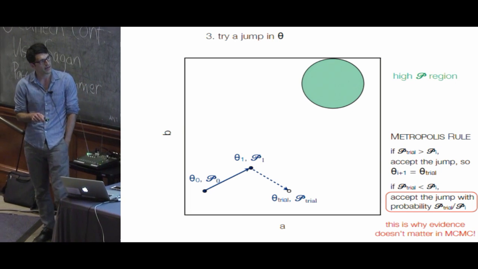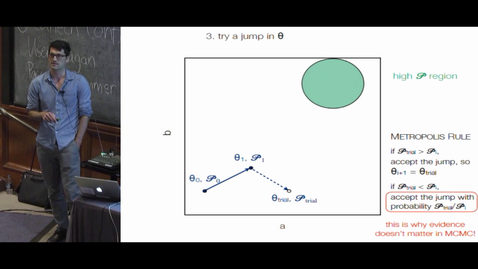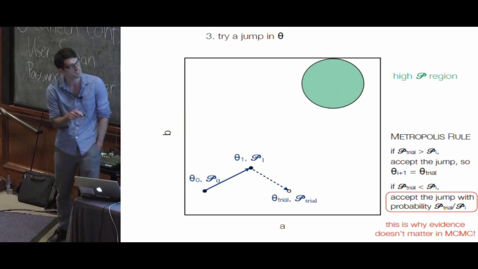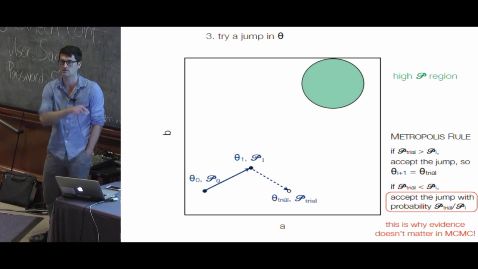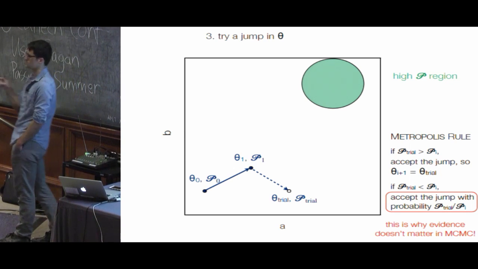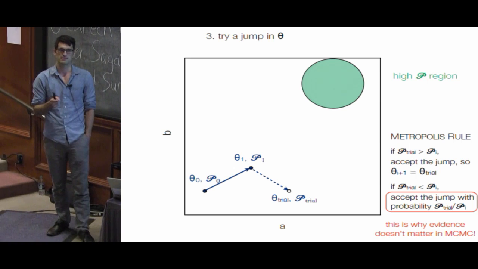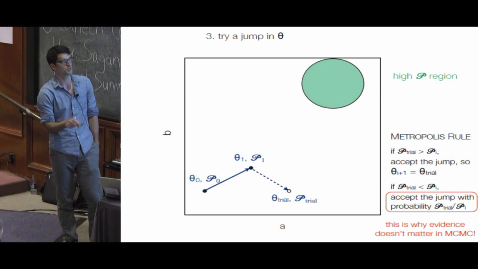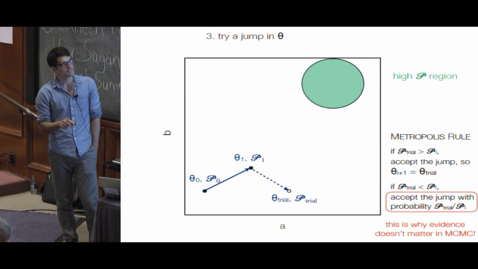This is actually why the evidence doesn't matter. Let's say I included the evidence terms in there. Remember the evidence terms don't depend on theta, so if I multiplied this by a constant here and a constant here, then the two constants just cancel out. So that's why the evidence doesn't matter when you do an MCMC. You can see that explicitly by the Metropolis rule. So we accept this jump with this probability.